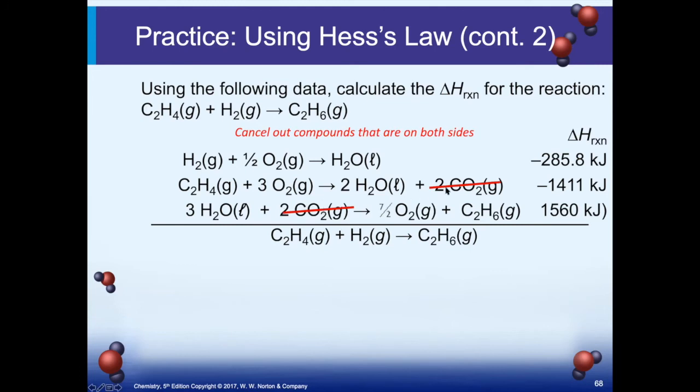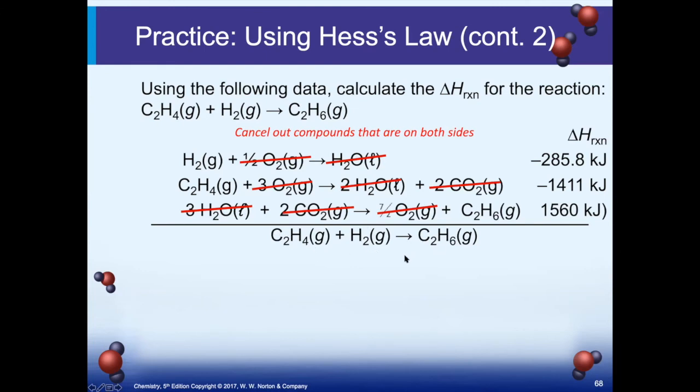If I added all this stuff together, the 2 carbon dioxides cancel out. I have 3 waters on the left, and on the right, I have 1 water and 2 waters. So 3 waters on the right, so they cancel out. And if you look at the oxygen, 7 halves is the same as 3 1/2, so that means all my oxygen cancels as well. Everything cancels that I want to cancel, and what I'm left with is all the good stuff. So I did it correctly. I manipulated these 3 reactions correctly in order to get the target, the goal reaction.